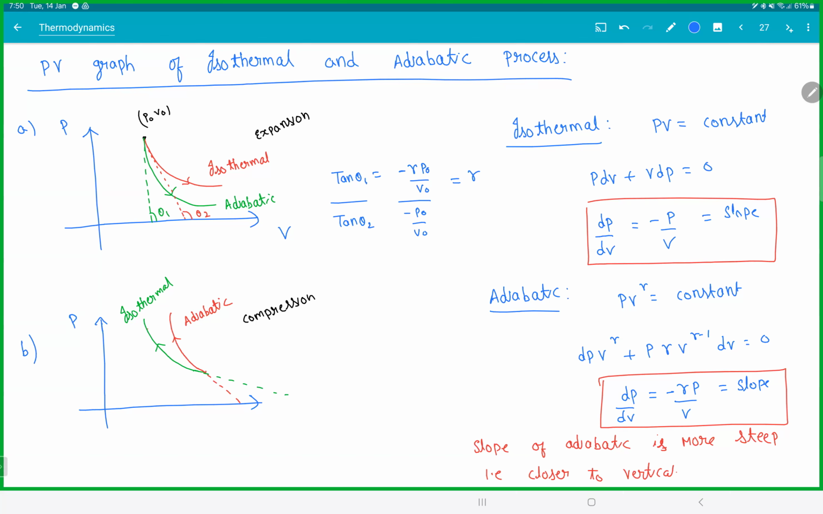Clear everyone? There, that is about the adiabatic process. So work done, the relation between P and V, the graphs and all that stuff.